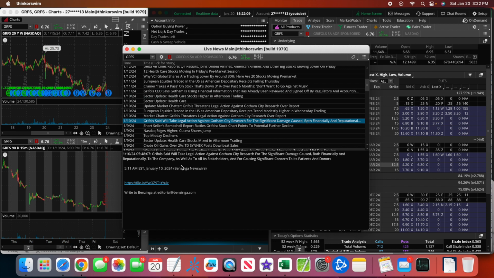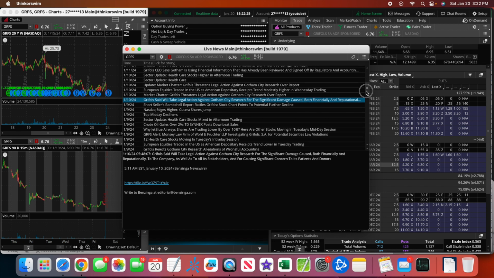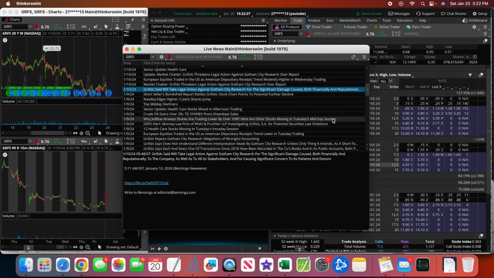And then this is another one. Said Griffith said it would take legal action against Gotham City Research for the significant damage caused both financially and reputationally to the company as well as the stakeholders. What? What did they come out with? This one.